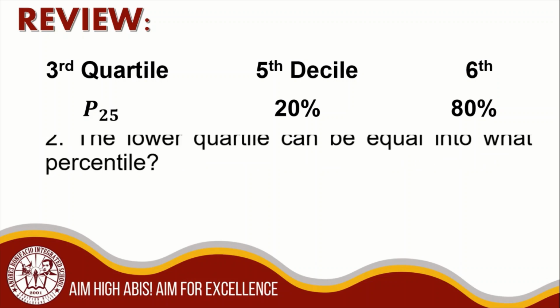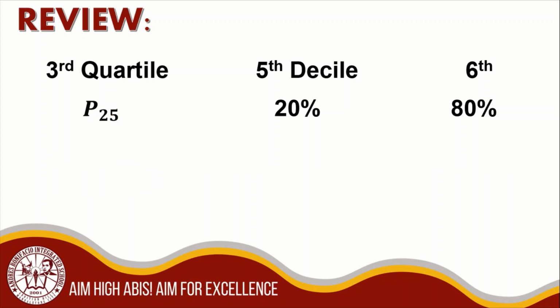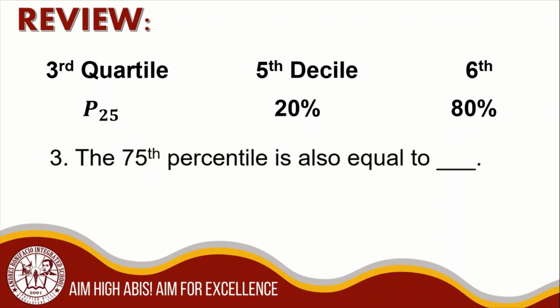Next question. The lower quartile can be equal into what percentile? The answer? Percentile 25. Next question. The 75th percentile is also equal to blank. The answer? 3rd quartile. Both 3rd quartile and 75th percentile represents 75% of the data.